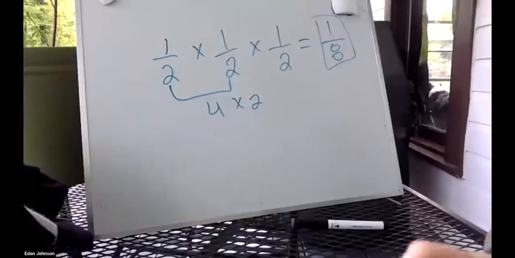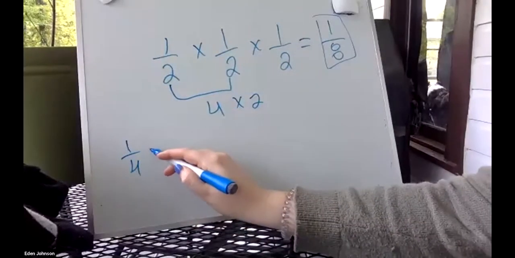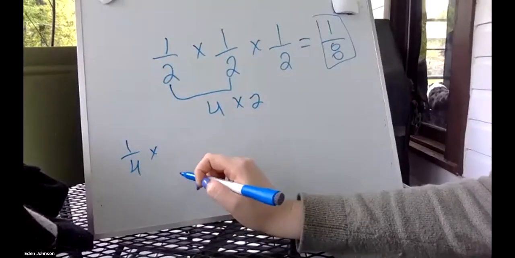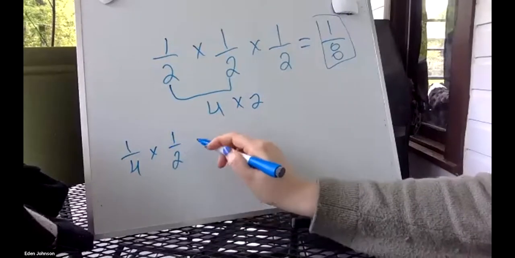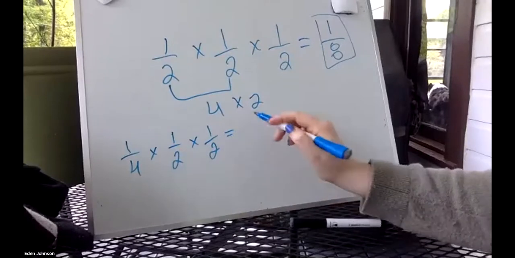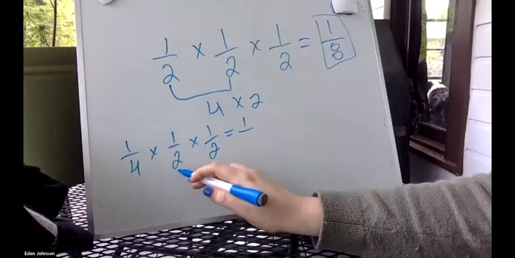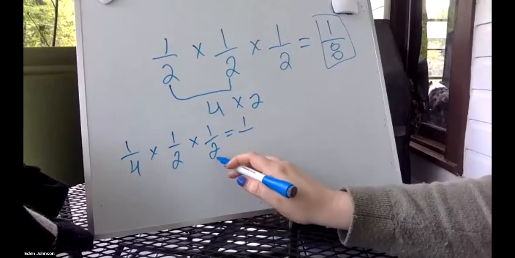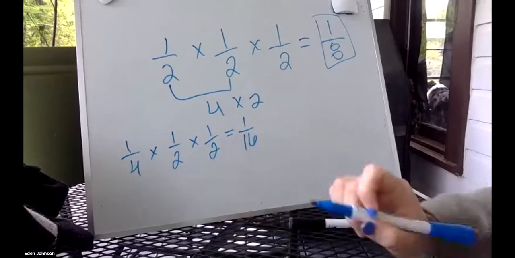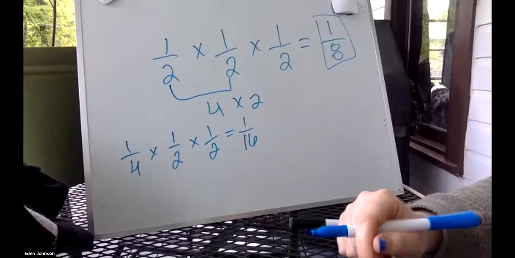Let's say that you had 1/4 times 1/2 times 1/2. All right, well, so 1 times 1 times 1 is 1. 4 times 2 is 8. 8 times 2 is 16. So 1/16.